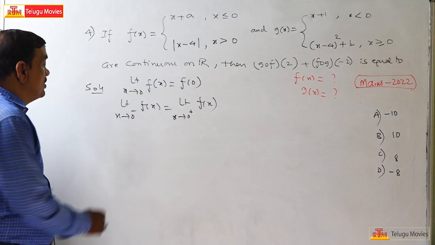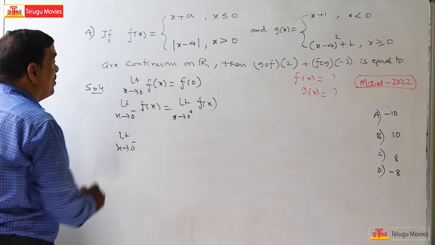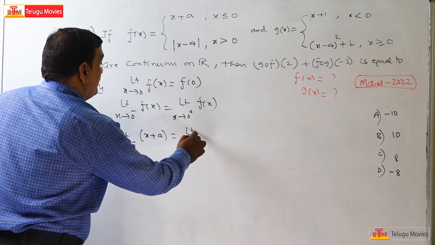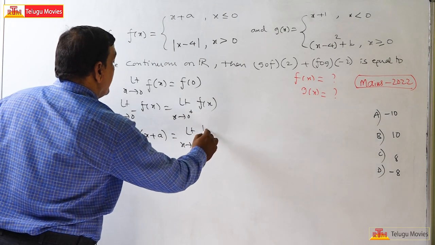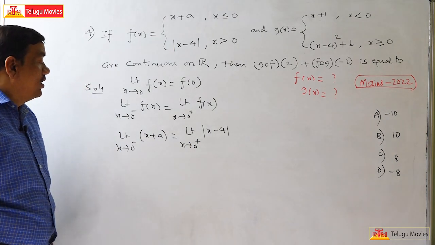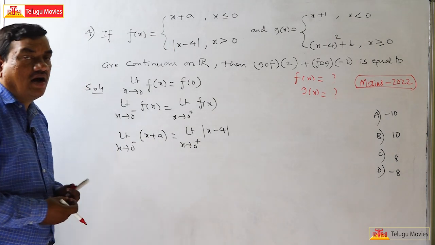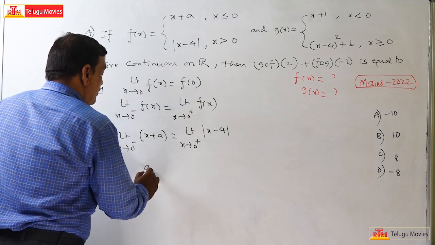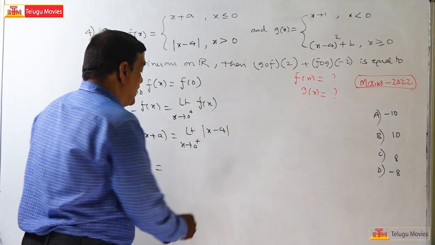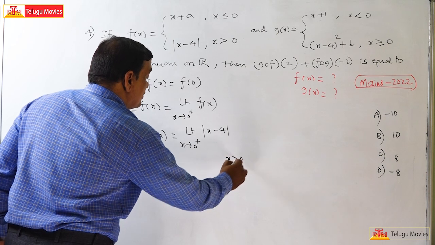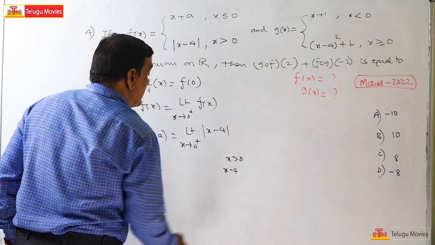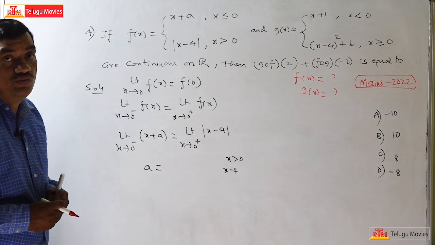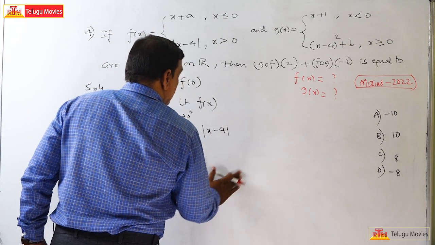Limit x tends to 0 minus f of x means what? x less than 0. It is given as x plus a. Limit x tends to 0 plus, it is defined as modulus of x minus 4. As x tends to 0 plus, you can convert it into h, otherwise you can do it directly. This value is a. As x tends to 0 plus means x greater than 0. Therefore, x minus 4, we cannot say that it is greater than 0. That is why let us convert this into h.